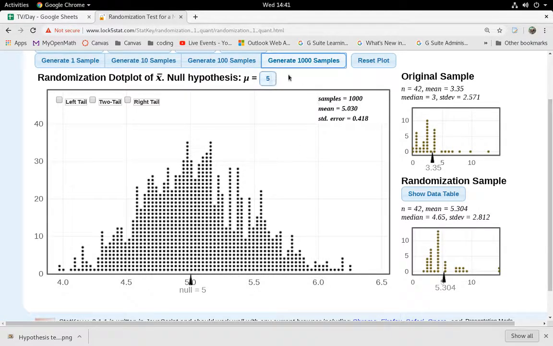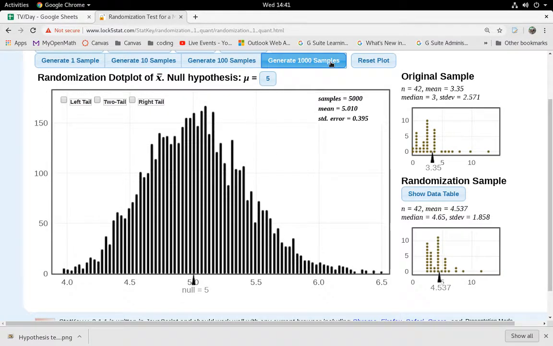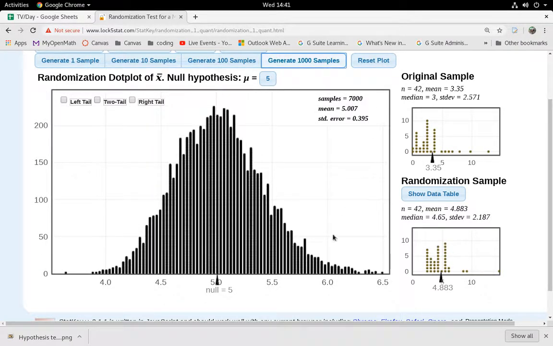Okay, so 1,000 isn't enough. We want to build more than that, and I recommend you go over 5,000. I'm going to go up to 7,000. So as you generate more and more samples, and again, now I have 7,000 samples of 42.